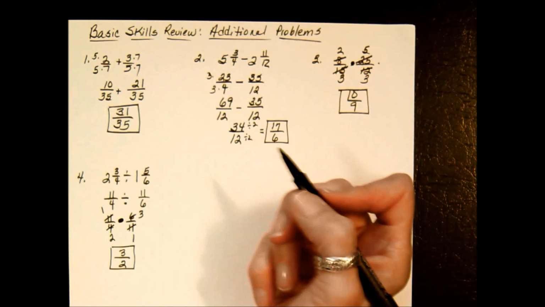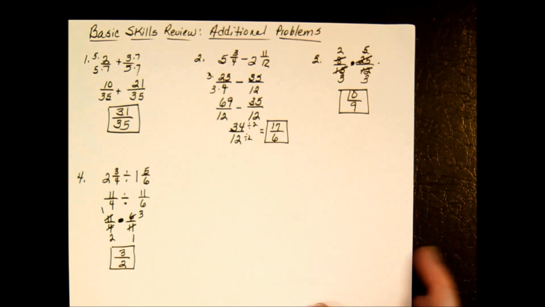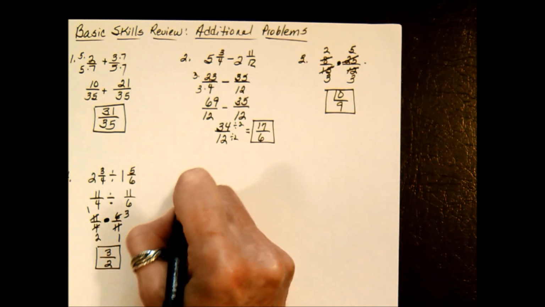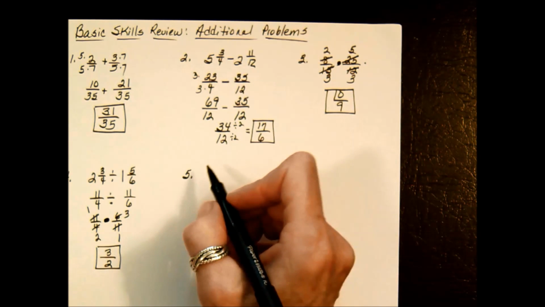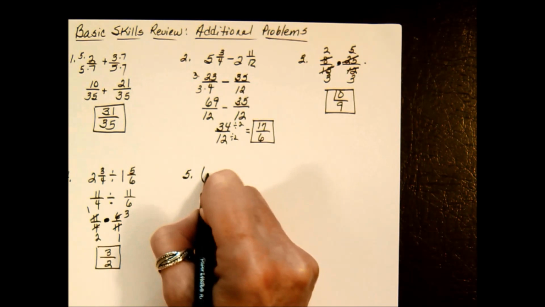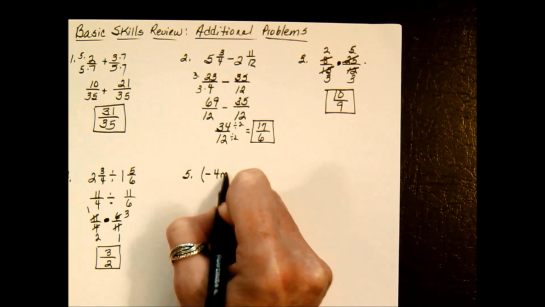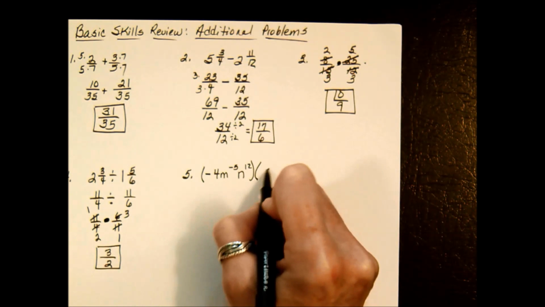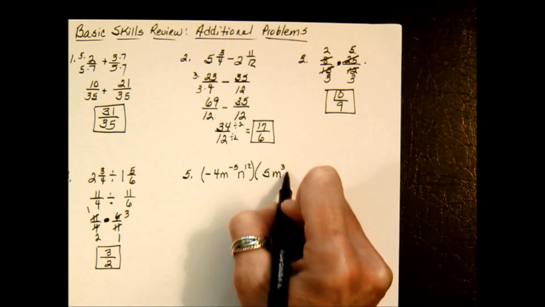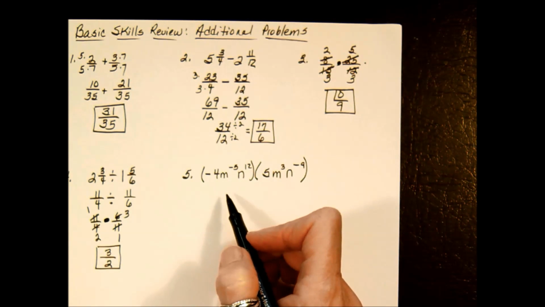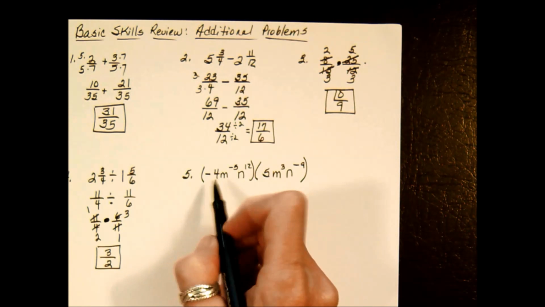So those are some sample problems for fractions. Next, let's look at exponent problems, starting with number 5. It says to simplify and write answers using positive exponents only. We have the monomial -4 m to the -5th n to the 12th times 5 m cubed n to the -9. So it's multiplication of two monomials, so we're going to multiply like parts.